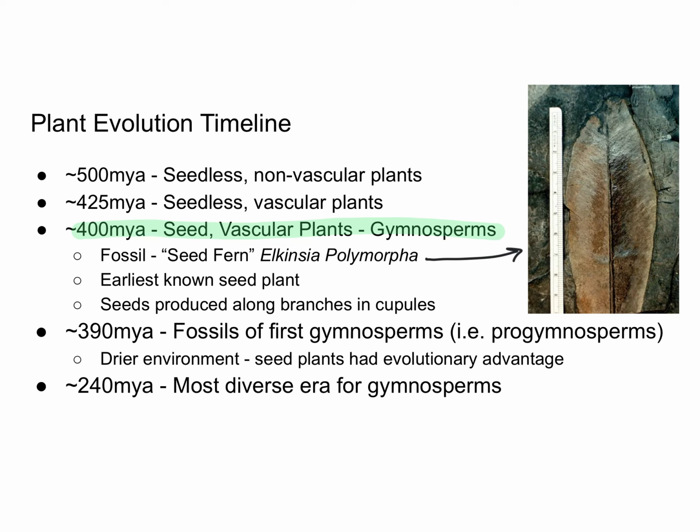Gymnosperms started to become more prevalent when the environment on Earth became drier. And we'll talk a little bit more about the different structures of these seeded vascular plants that help them to basically have an evolutionary advantage during drier periods. About 240 million years ago is the most diverse era for gymnosperms. So there was this explosion of adaptations and mutations that resulted in this wide variety of gymnosperms becoming the prominent plant life on Earth.